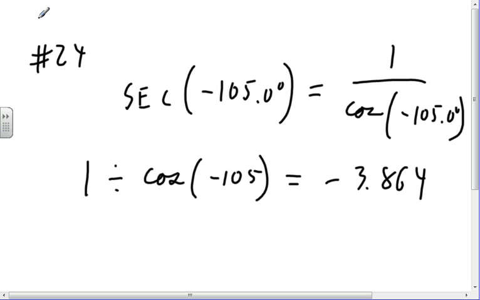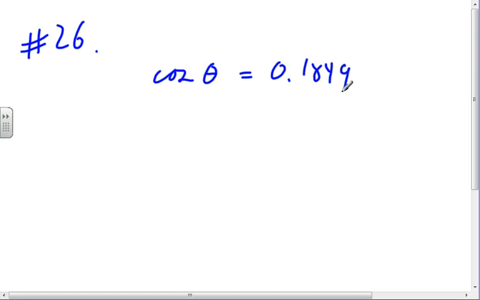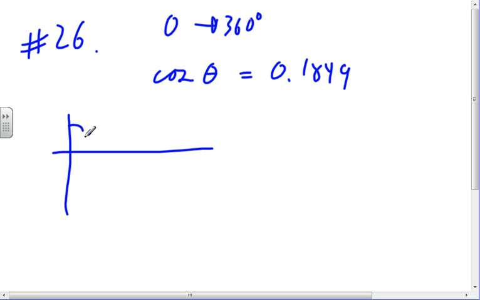All right, 26. Now we're going to get sneaky. So far, you've fallen asleep. It doesn't matter, right? Do it in your sleep. The cosine of theta is 0.1849. We want to find theta. Now, we want it between 0 and 360 degrees. So I'm going to do a graph of cosine. It looks like that. And then I'm going to ask myself where 0.1849 is. I'm going to have a first quadrant answer and a fourth quadrant answer. I'm going to have 2 answers to this problem.